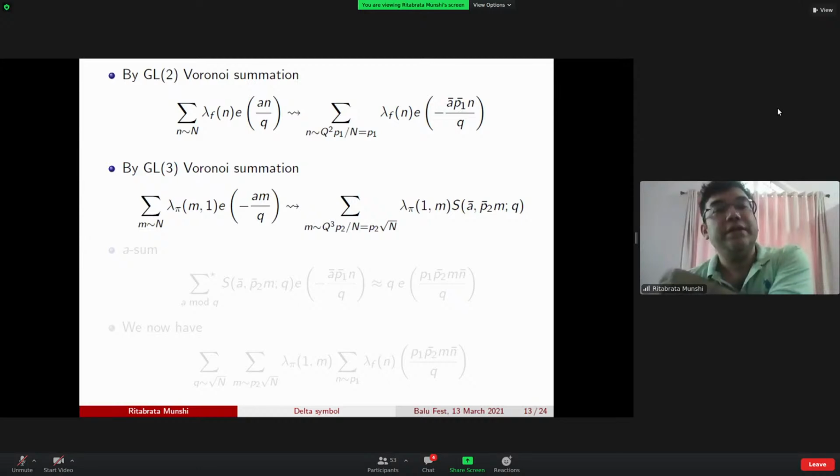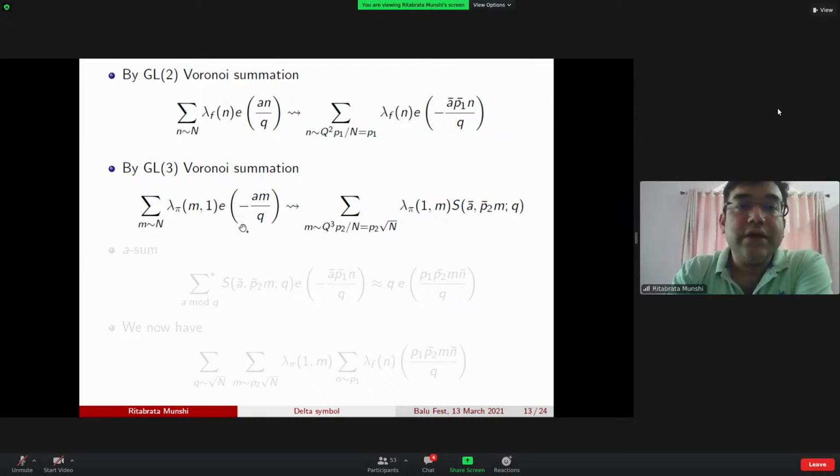Next we apply the GL3 Voronoi summation formula to the other sum. In this case, the additive character gets transformed into the Kloosterman sum. So this S here is the Kloosterman sum modulo Q with these two parameters. And the dual length is, again, the cube of the modulus here. That's Q cube times the level of the form pi, P2, divided by the initial length N. And this turns out to be P2 square root of N, because Q cube was N to the power 3 by 2. So we get these as the two dual lengths.